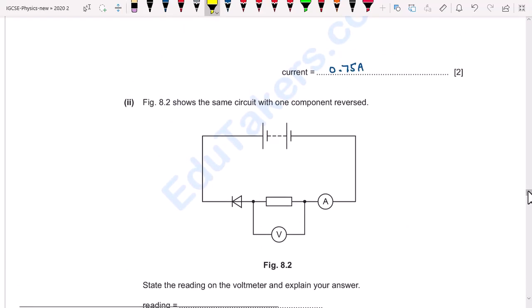Figure 8.2 shows the same circuit with one component reversed. State the reading on the voltmeter and explain your answer. In this circuit, you can see that the diode is reverse biased. This is the positive terminal of the diode, while this vertical line shows the negative terminal of the diode. This vertical line is negative while the arrow is positive.